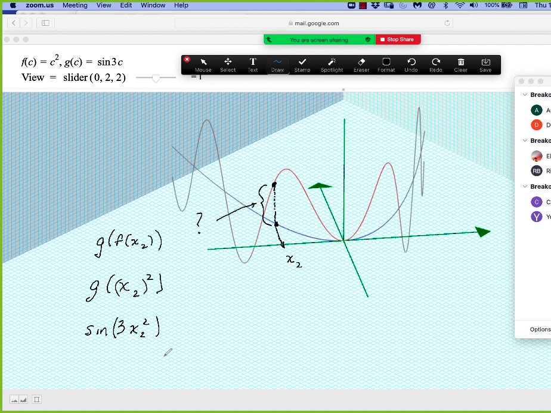I used to put students in groups and make a contest out of this, to see who could get the most, but there are more. Sine of 3 times f of x sub 2. Like this? Perfect. Okay.